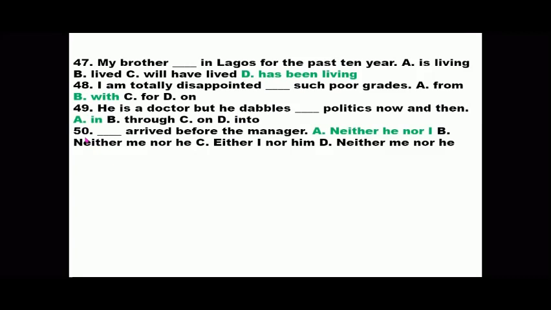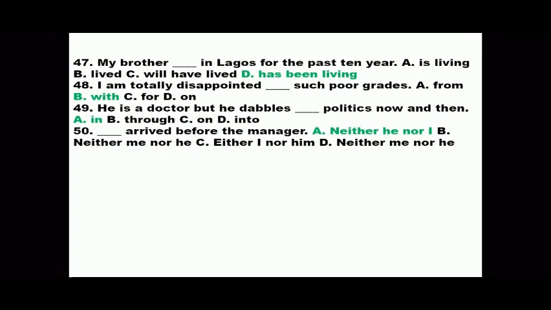Okay. Then 50, Dash arrived before the manager. Neither he nor I is the correct option because he and I are subjective pronouns. And here you discover that it is the subject. So it is wrong to say neither me nor he, because you can't place the objective pronoun together with the subjective pronoun.